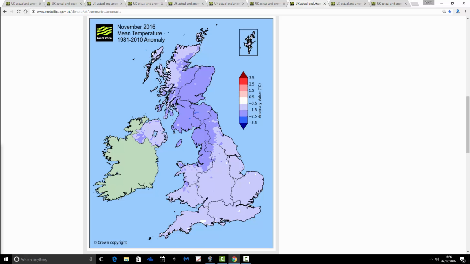And set against 81 to 2010, actually November 2016 comes out with an even bigger deviation. So that's a proper cold and below average month, really, for most parts of the country. Scotland, Northern England having temperature anomalies around 1.5 degrees below average, so really cold in the north. Elsewhere, it's not as big a deviation, but still around a degree colder than average, set against 81 to 2010.